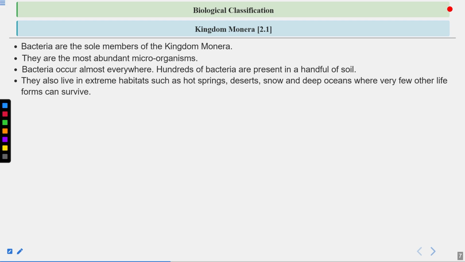Now they live in extreme habitats also. Some bacteria can survive in extreme habitats such as hot springs, deserts, snow and deep oceans, where very few other life forms can survive. So you can see these are quite extreme environments. In hot springs, the temperature is very high. Again, in deserts, the temperature is high and there is low moisture in the air. Okay. Then snow. Snow means the temperature is very low. Then deep oceans. This is also an extreme environment. In deep oceans, there is no sunlight.